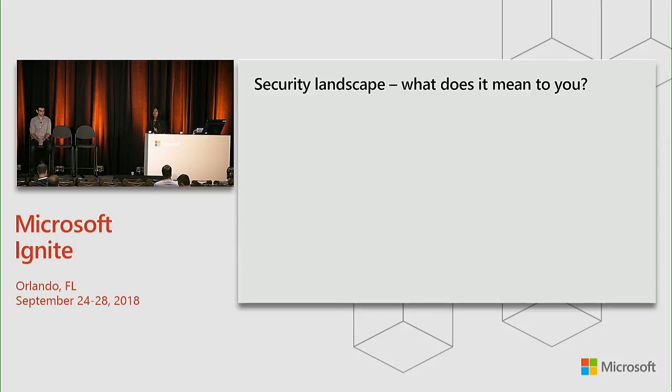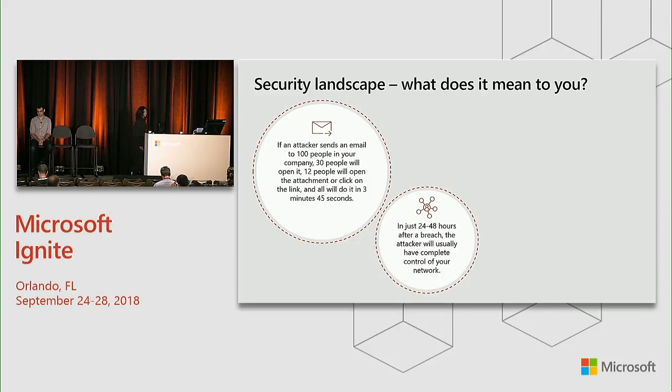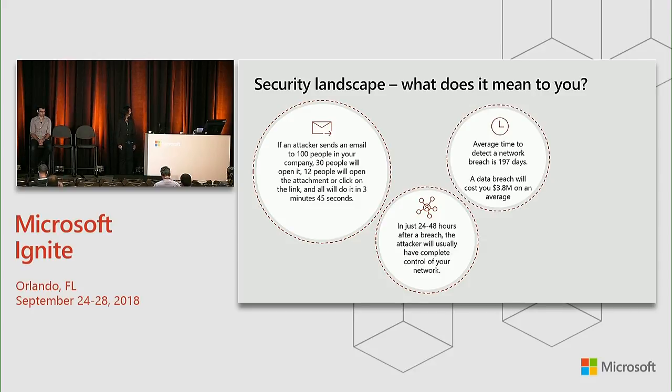So that was generic statistics, right? Let's talk about what it really means to you. If an attacker sends mail to 100 people in your organization, 30 of them will open that email, and 12 of them will actually click the malicious links or attachment. And all this will happen within the span of 3 minutes and 45 seconds. That's all it takes for somebody to intrude and get a foothold in your system. And within the next 24 to 48 hours, that is 1 to 2 days, they will have complete control of your network. They would have moved laterally, and they would have completely owned your network.